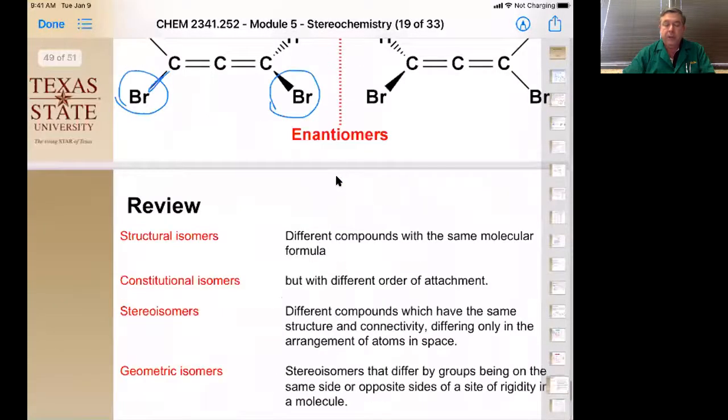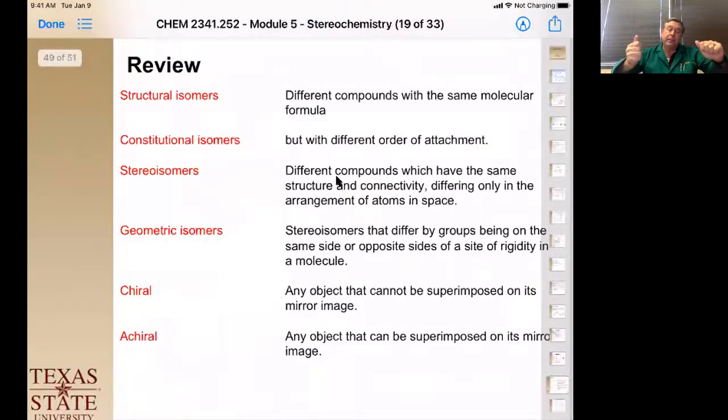Okay. All right, so for the last part of this chapter, let's go review quickly. Structural isomers have the same molecular formula, but are connected different ways. You can even have different functional groups with structural isomers. Constitutional isomers are only different in the order of attachment. Stereoisomers are ones that have the exact same connectivity. They only differ in arrangement in space. And so your stereoisomers can be alkenes, and it can be carbons with 4 different groups bonded to them. Geometric isomers are stereoisomers with different groups on different sides of that rigid double bond.